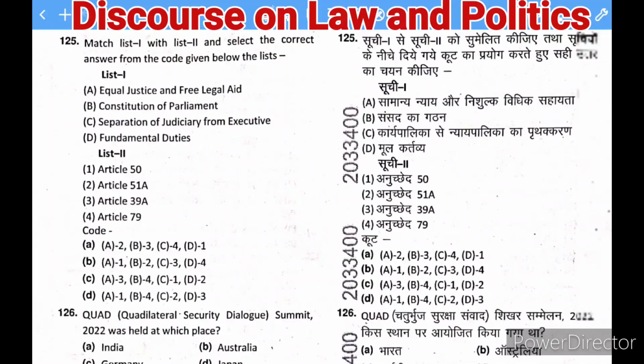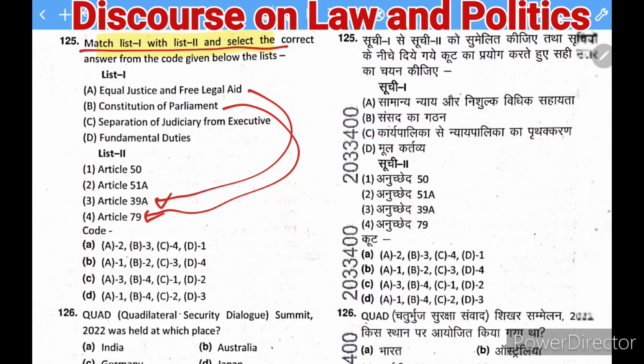Moving to the next question. Again the next question is about matching the list, and it is from the Indian Constitution. So let's start the matching here. The first is equal justice and free legal aid, which belongs to Article 39A. Constitution of the Parliament belongs to Article 79. Again this article was already asked, so you can find that questions have some nexus with the previous questions which had been asked here also. Then separation of judiciary from executive, yes, it is from Article 50. Fundamental duties are from Article 51A. So for A, you find here that it is 3, 4, 1, 2. So this is how you can find this one.